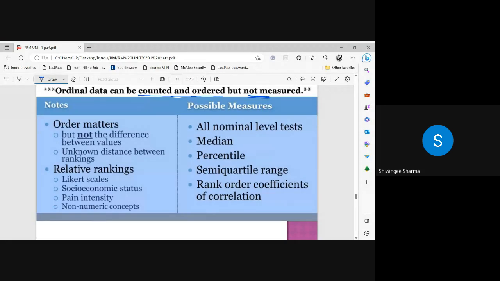So whatever statistics you can use are related to positional averages. I have told you in central tendency we have mean, median, mode, percentile, quartile, decile, in which except mean, the others are basically central tendency related to position. So in ordinal scale, you can use median, percentile, semi-quartile, or rank order coefficients of correlation, like Spearman rank correlation, you can use in your ordinal data.